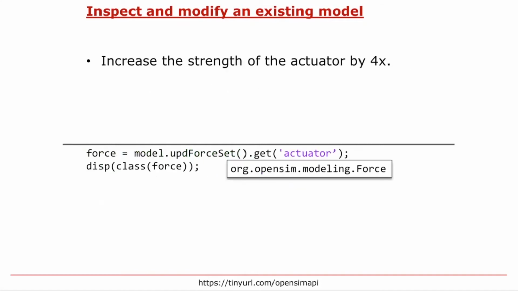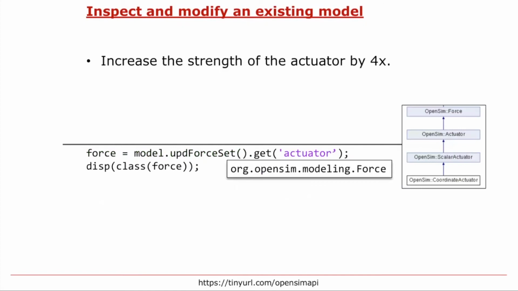Next, we'll increase the strength of the coordinate actuator by a factor of 4. We use the model's function updForceSet and provide the name of the actuator. This returns an OpenSim force object. But the derived type of the force is still coordinate actuator. That's what we had added to the model originally. And we see the coordinate actuator in the inheritance diagram shown on the right.